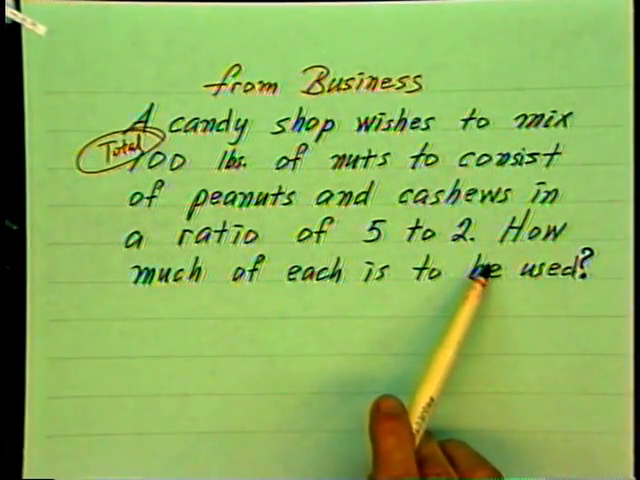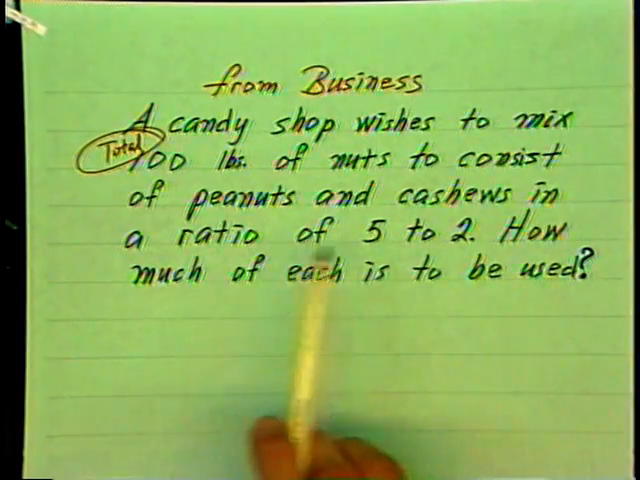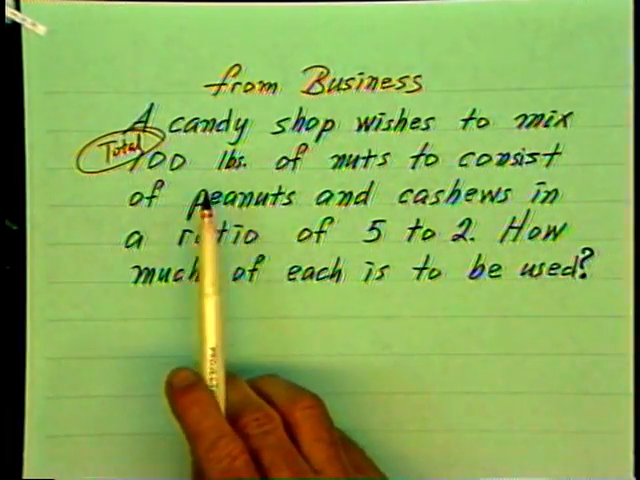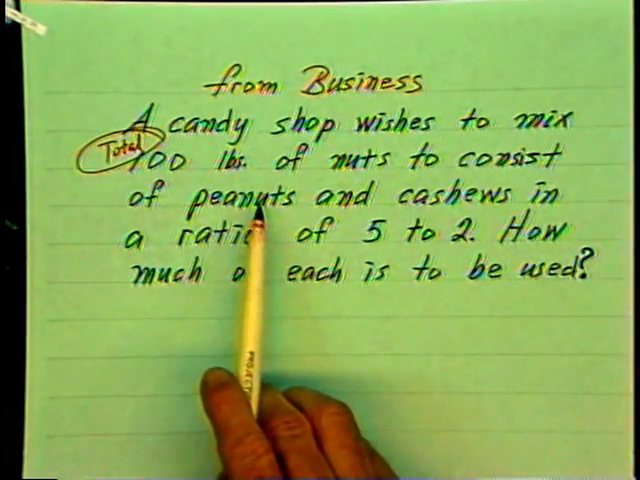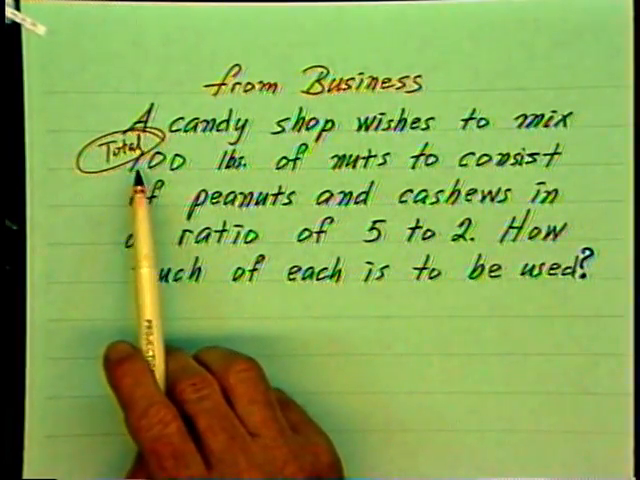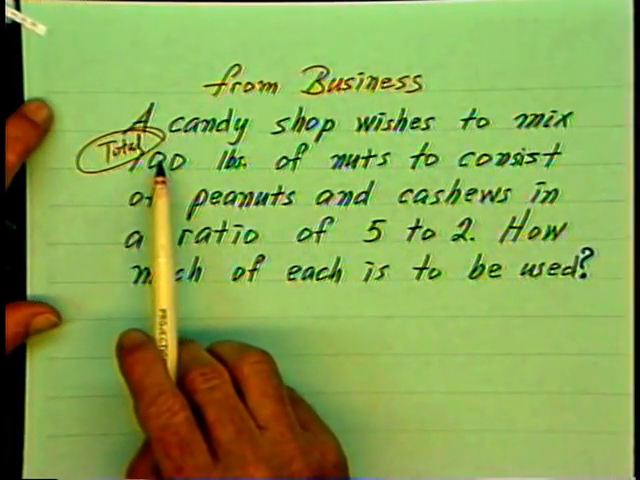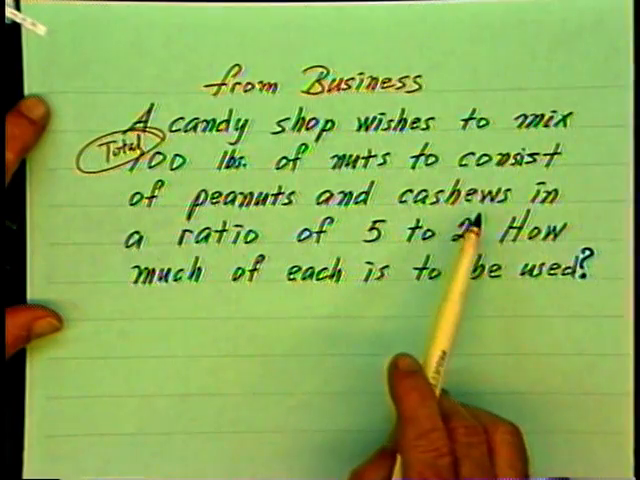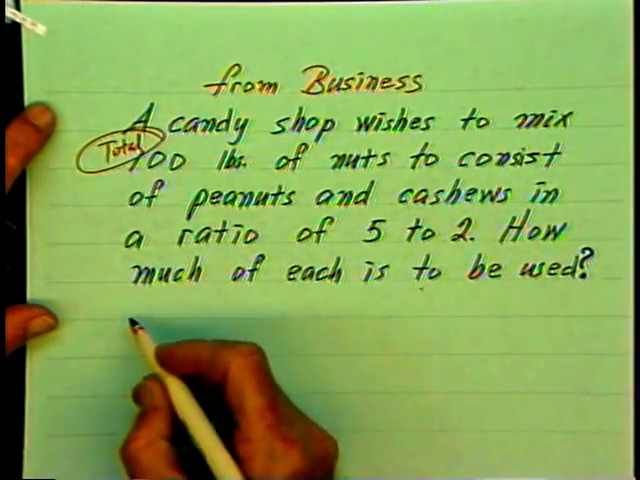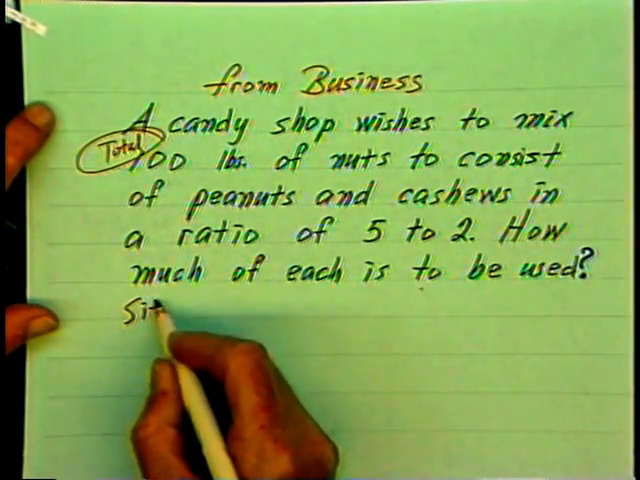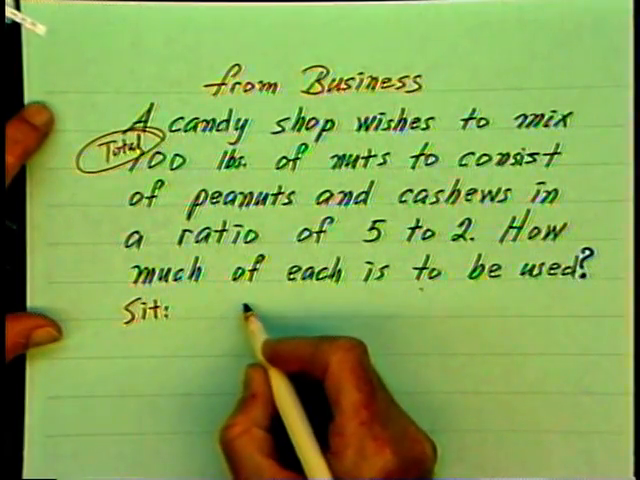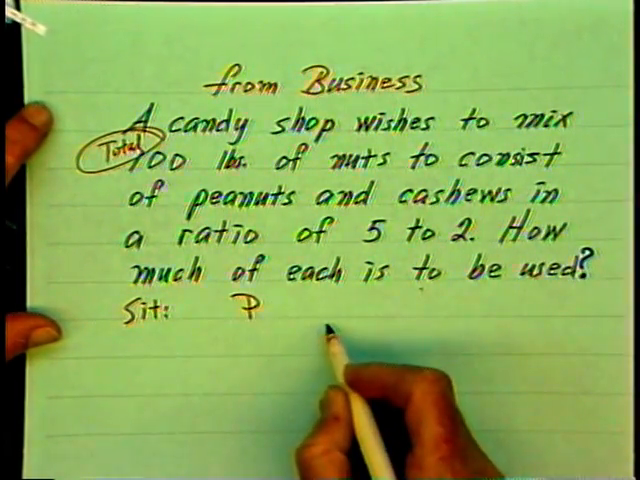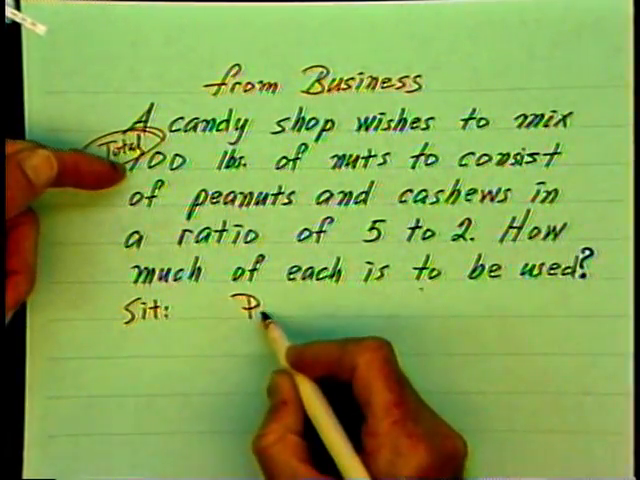Well, let's concentrate on the peanuts, because if I find out how many pounds of peanuts I use, subtract that from 100, and obviously that gives me what's left, or the number of pounds of cashews. So our situation here is that I'm comparing peanuts, which I don't know, to total.